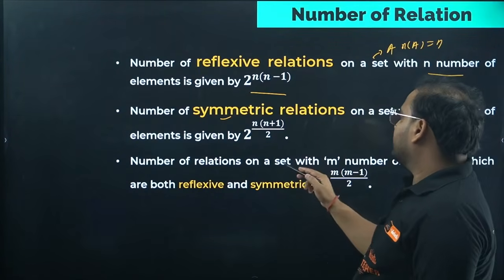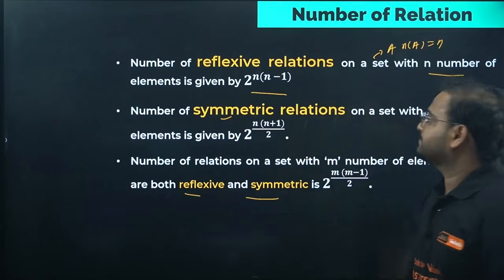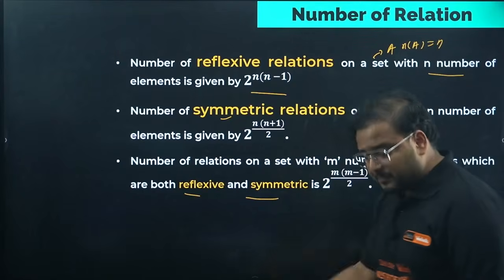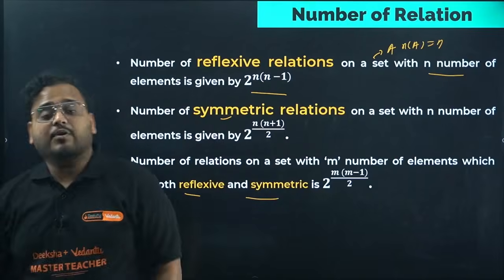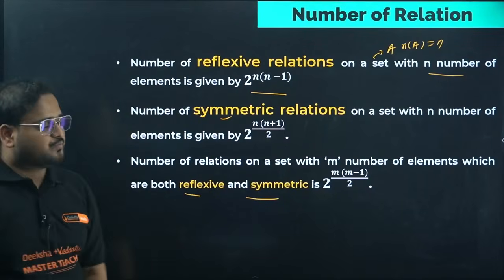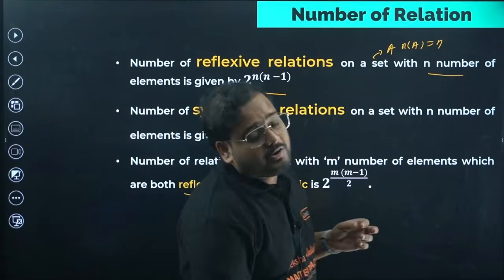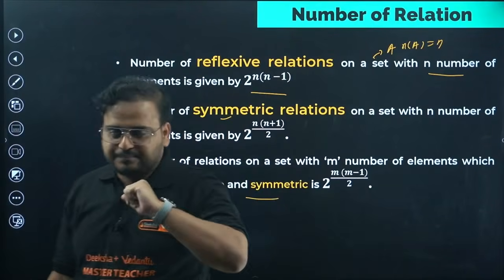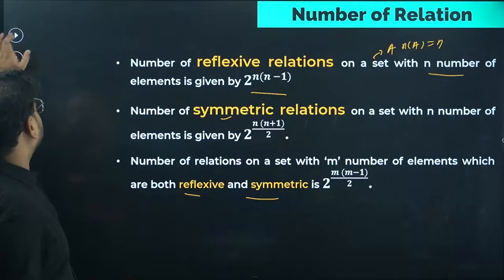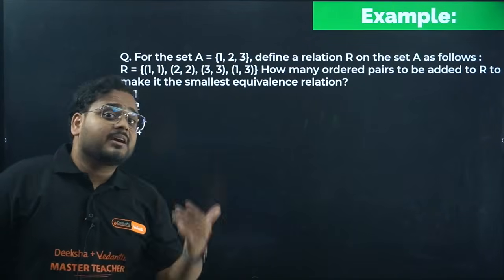Okay, for the number of relations which are both, actually, sorry, reflexive and symmetric. Okay, not transitive, forgive me, my bad. It's for reflexive and symmetric, 2 power m times of m minus 1 by 2. Okay, I was in the zone of solving for equivalence, that's why the word transitive came out of my mind. Let's continue. We have some questions on this, some examples we're going to solve, and we'll move on to the next topic, which is types of functions.